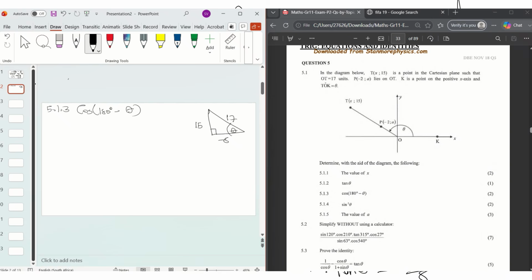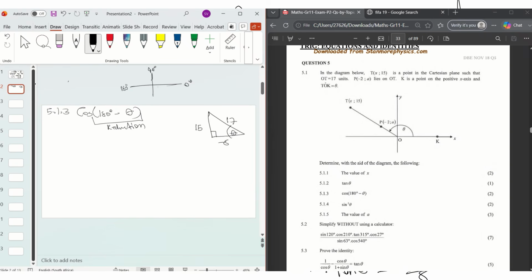So now guys, what you have to do here is first do your reduction. We first need to attend to this part, 180 minus theta. According to our Cartesian plane, 0 is in here, and then we have 90 there, 180 here, 270 there, and then come back to 360. From the first quadrant, all our trig ratios are positive. Here only sine is positive, here it's tan, and then here it's cos.